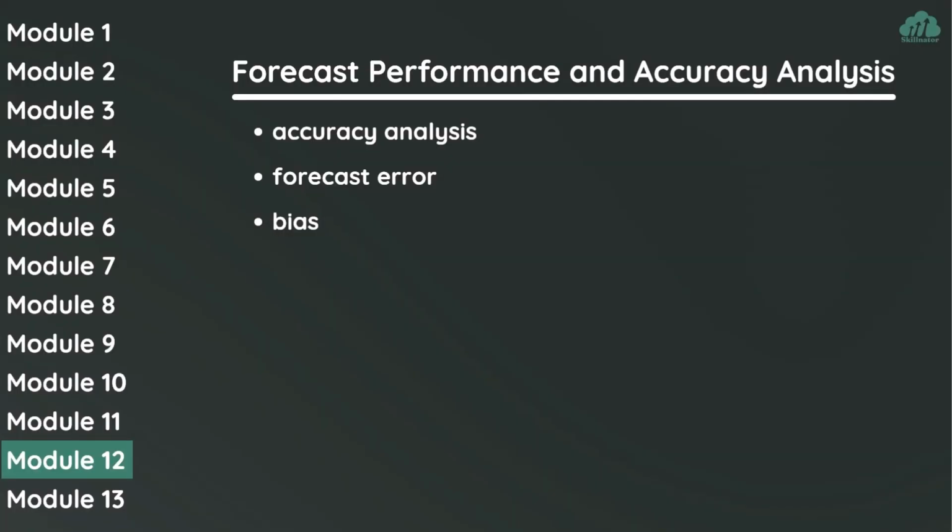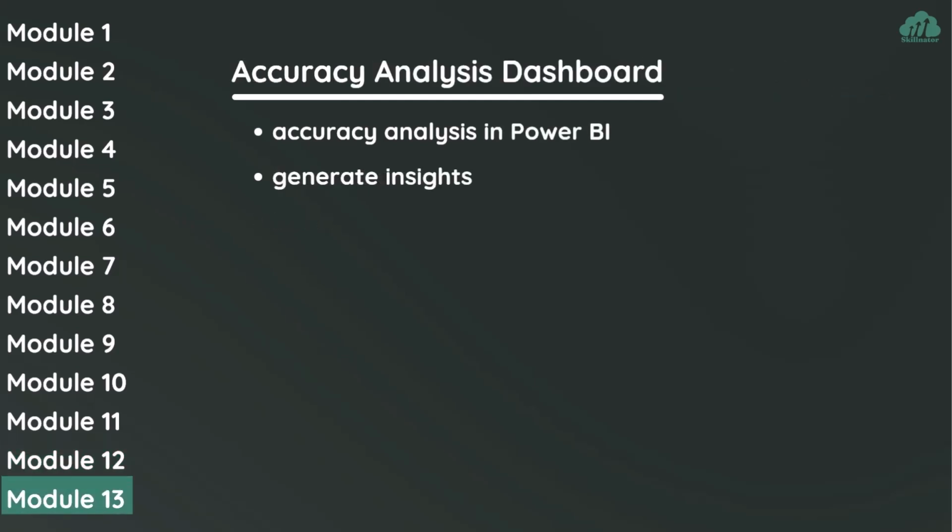In the final part of the course, we focus on performance evaluation. In Module 12, Accuracy and Performance Analysis, you'll learn how to measure forecast performance using forecast error and bias. And in the final module, you'll apply these concepts to build dynamic accuracy dashboards, compare forecasts across different periods, and generate actionable insights.